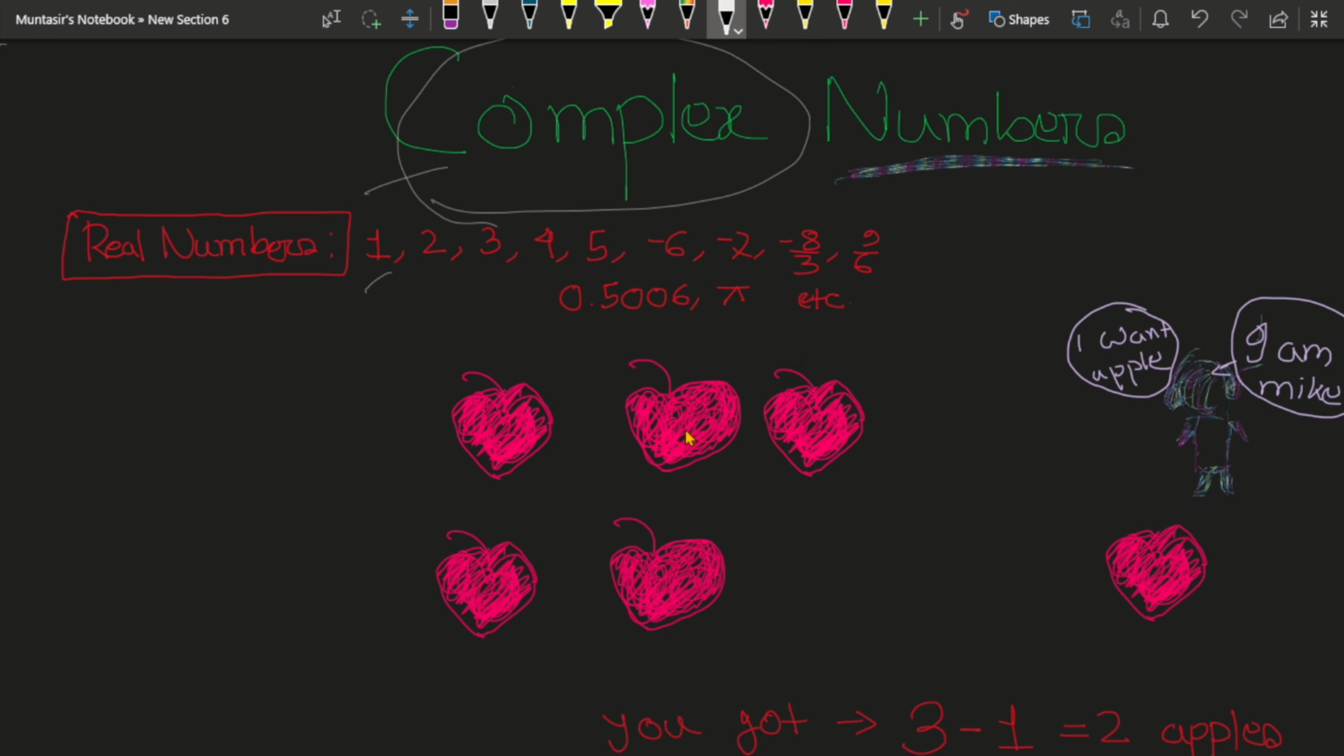Today I'm going to talk about complex numbers. To understand complex numbers, we need to understand real numbers first.